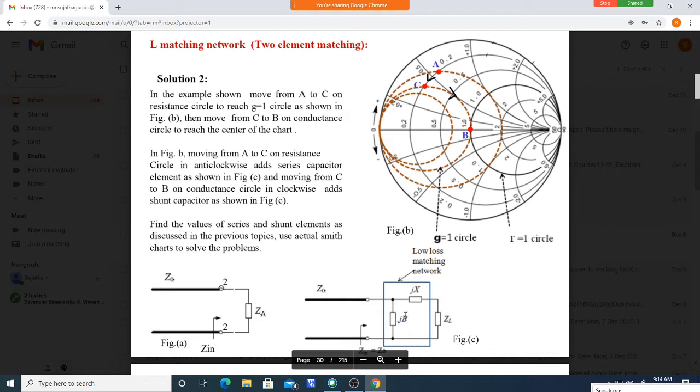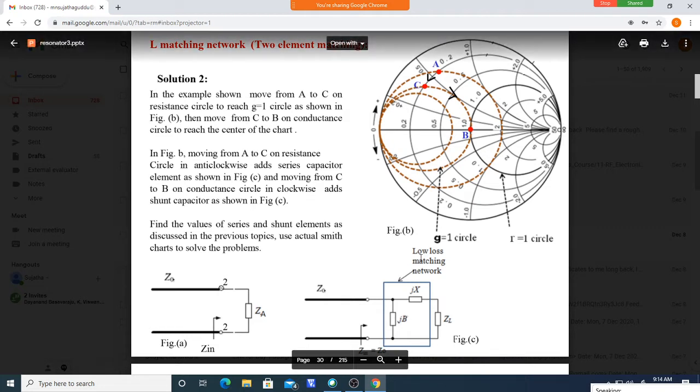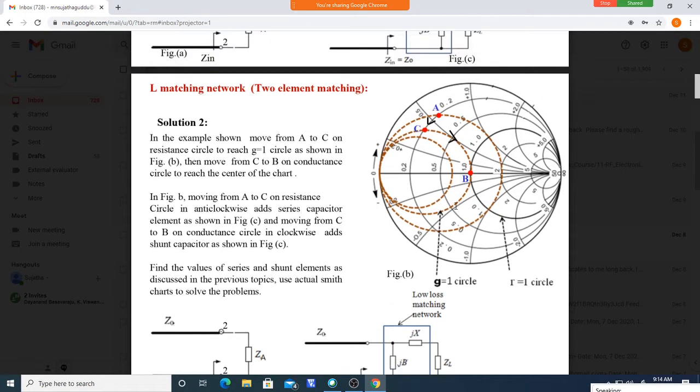So this is another solution. Now also we get the input impedance here as 50 ohm. So like that you can move over a conductance circle or a resistance circle to reach this point. I moved like this and this is one solution. Previously I moved like this and then like this, that is another solution.